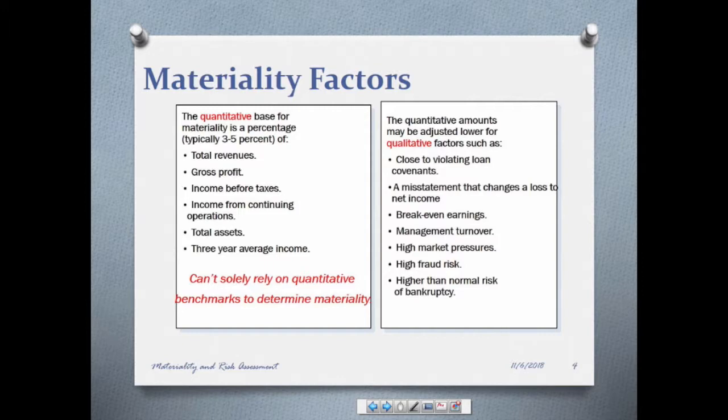Or if a company is about to miss their debt covenant, so they're about to violate a debt covenant. If making that entry or that quantitatively immaterial adjustment will cause the client to miss or violate their debt covenant, then that item now becomes material. So it's qualitatively material. So know the difference between the two and what factors could change it. So here's an example of the different types of factors that could impact materiality.